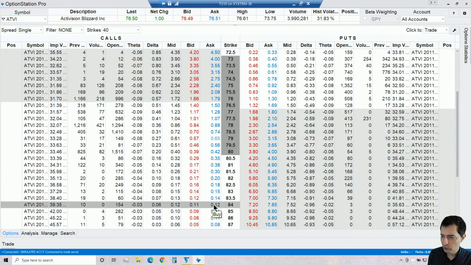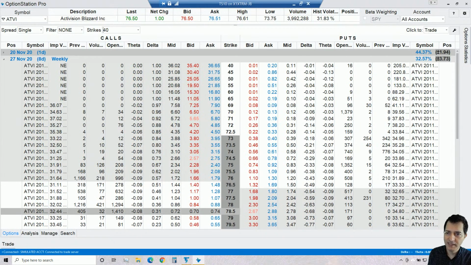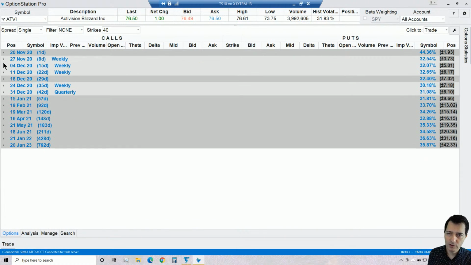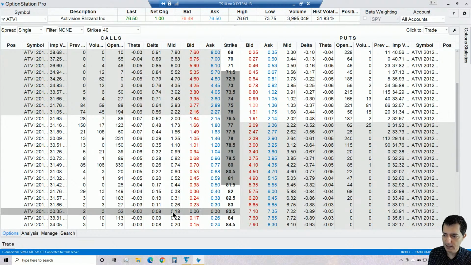And if we go to 83.5, notice how the next week expiration date is only paying us 14 cents. And that is, my friends, not acceptable because our rules say that we need a minimum of 35 cents for the options that we sell. So what's the solution? Well, the solution is to go to December 4, and see how much I get paid for that one. And notice I'm still being paid only 18 cents.